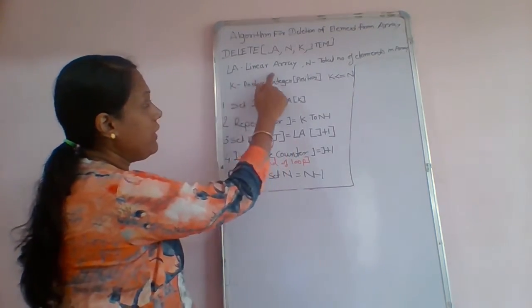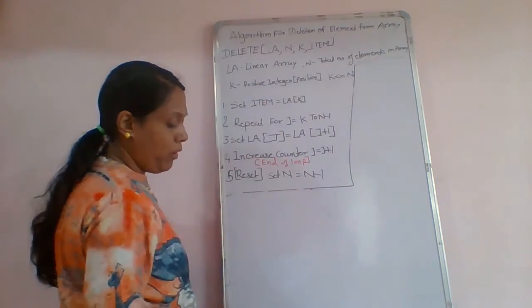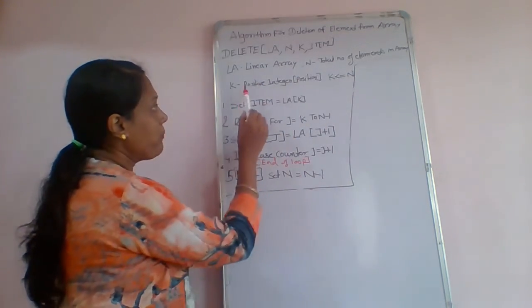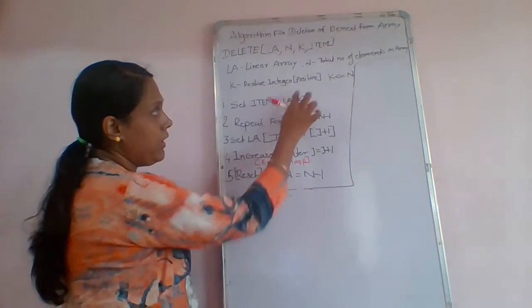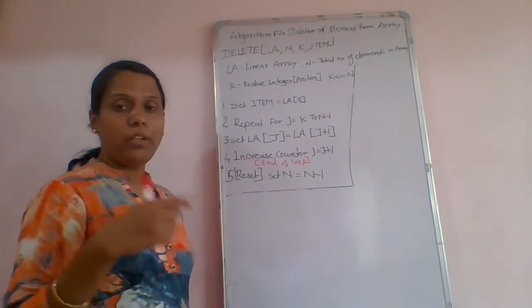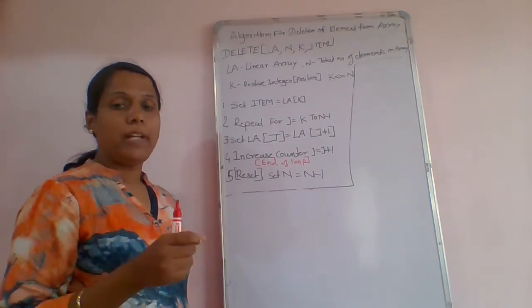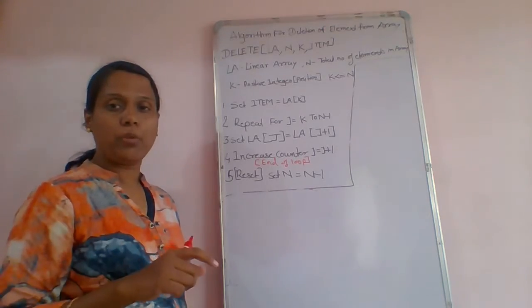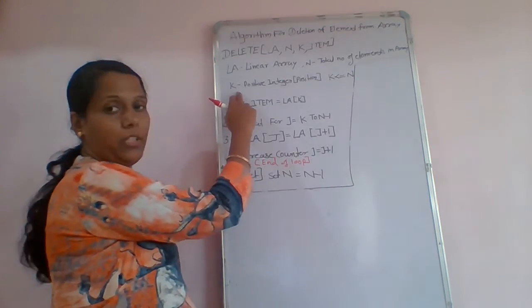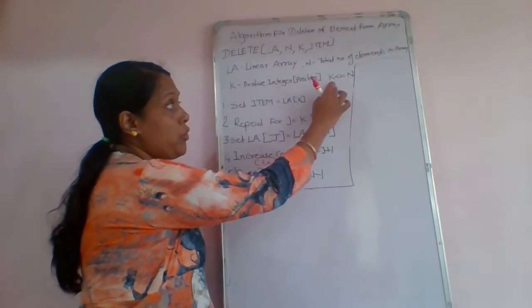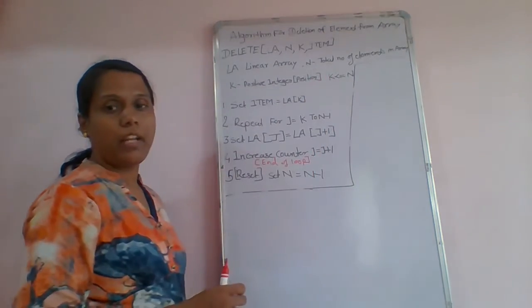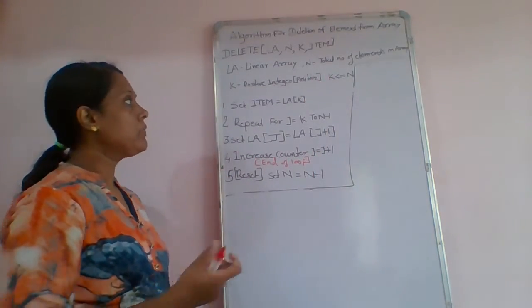LA is the linear array, N is the total number of elements in the array, K is the positive integer, that is the position. We are going to give the position of the element which we want to delete from the array, and we are going to store that in the variable K, and that K should be less than or equal to N. N means the total number of elements.